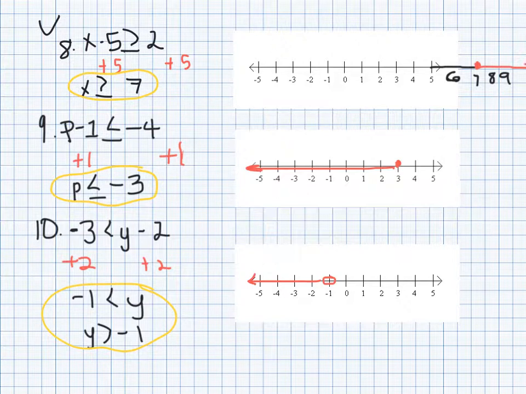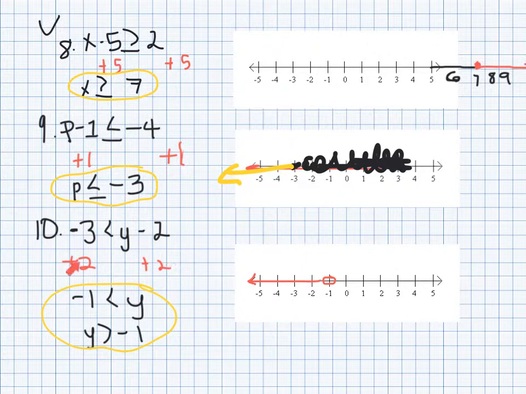And actually, I did not draw that correctly. This should be negative 3 and not that right there. I don't know what I was thinking. And it's going to go out that way. Sorry about that. And checkpoint 10 is negative 3 is less than y minus 2.